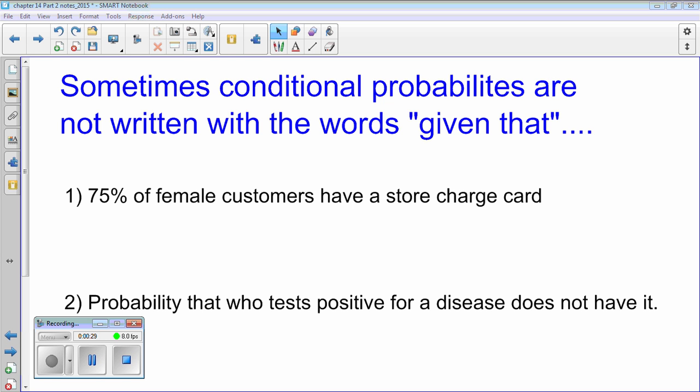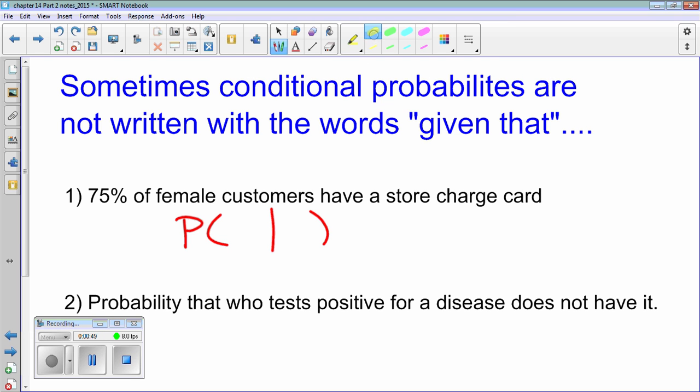So April, tell me when you look at this first problem what the order of the conditional is. What comes first? Does female come first, or does store charge card come first? Actually, the charge card comes first, okay? And let me tell you why.